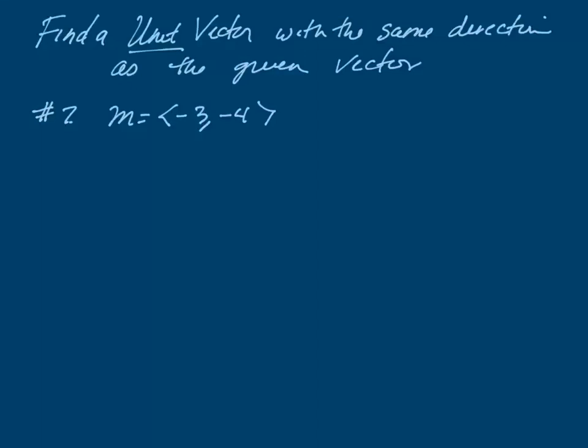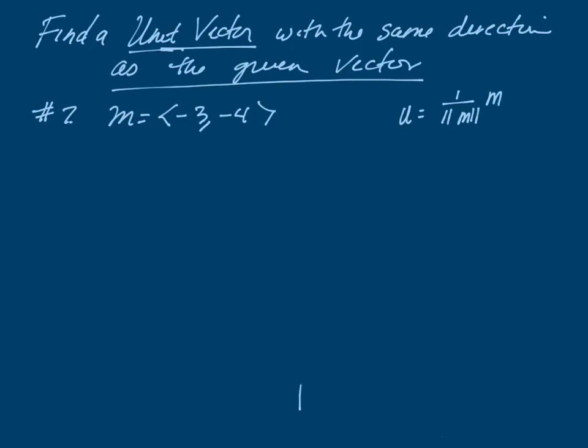So number 7 and a few more say, find a unit vector with the same direction as the given vector. So remember we had a formula for a unit vector. It's equal to 1 over the magnitude of the vector times the vector.